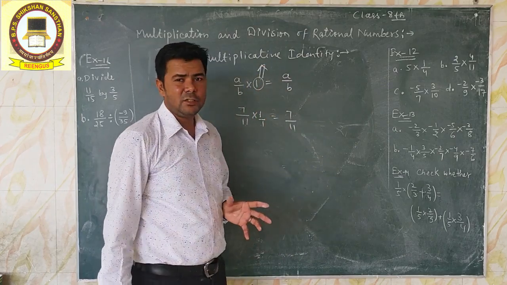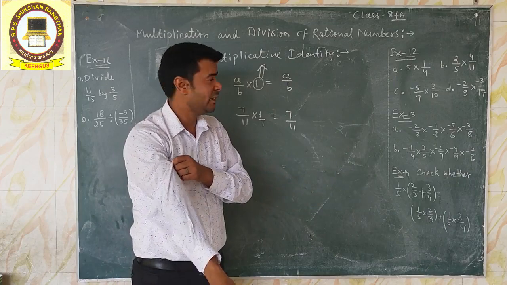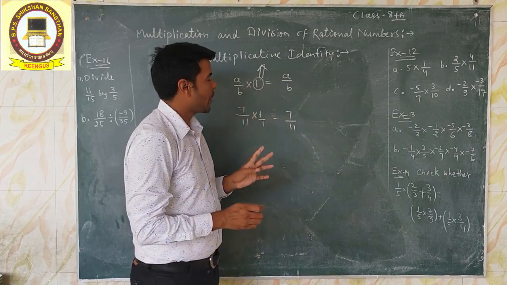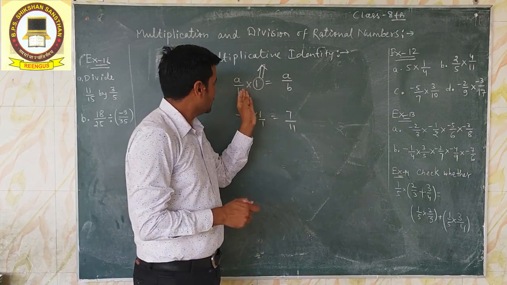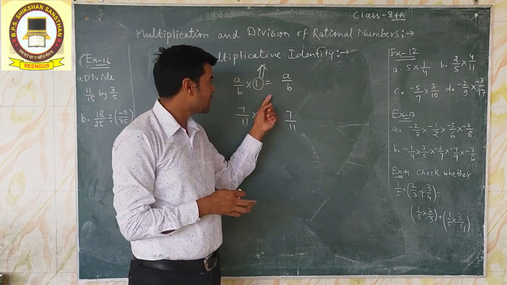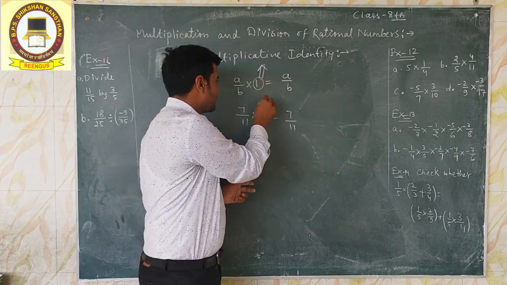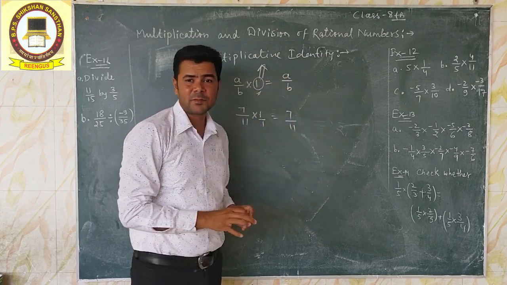1 को हम क्या कहते हैं? मल्टीप्लिकेशन की मल्टीप्लिकेटिव आइडेंटिटी कहते हैं, राइट? So multiply 1 to any rational number or any number, it gives us the same result. The answer does not change whenever we multiply 1 to any number. ठीक है?